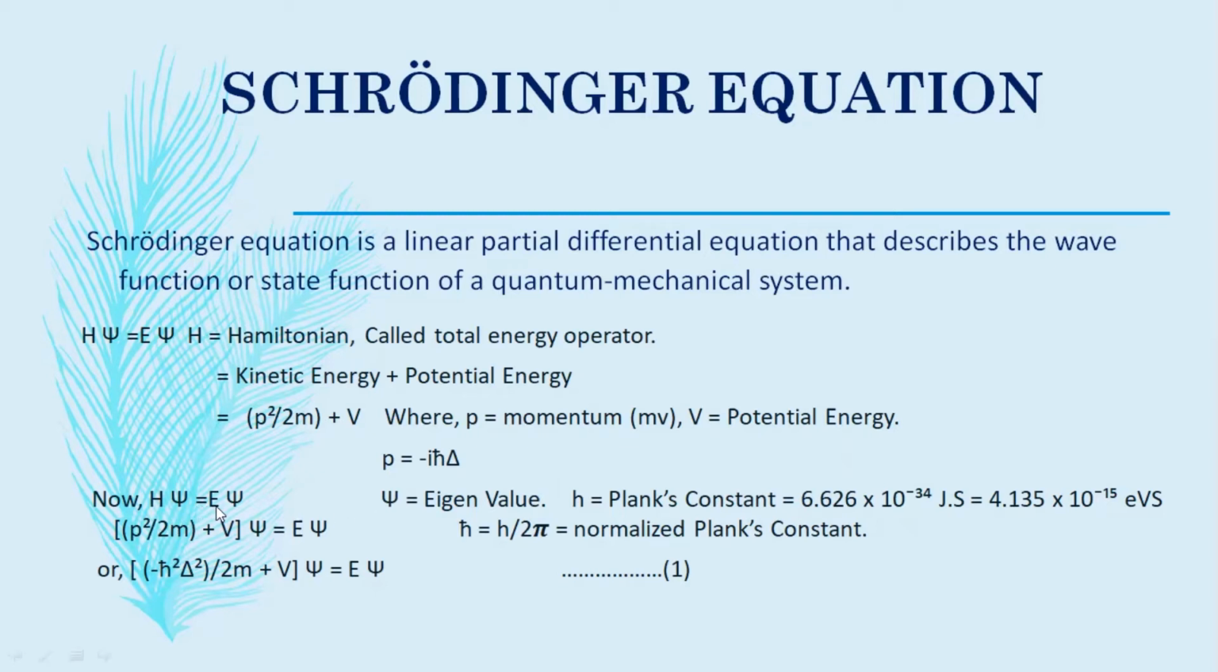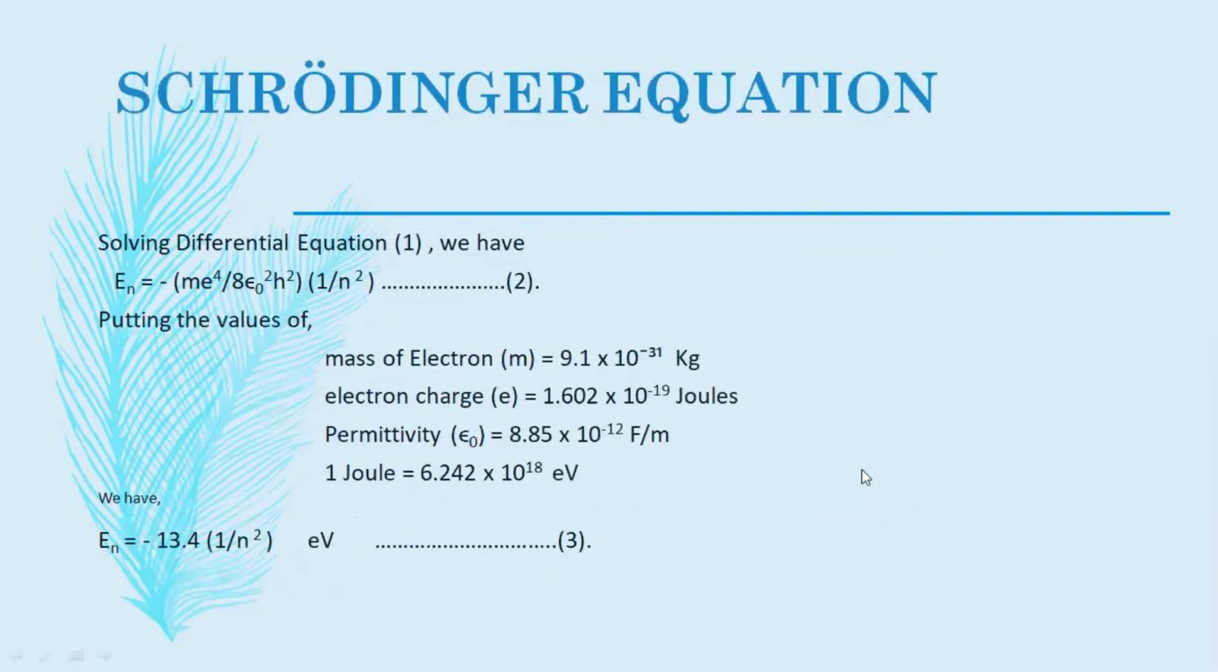which is equal to 4.135 × 10^-15 electron volt second. Now if you consider this equation again, Hψ = Eψ means (p²/2m + V) times ψ is equal to E times ψ. If you rewrite this equation by putting the value of p, you will have (−ħ²∇²/2m + V)ψ = Eψ. So this is equation number 1.